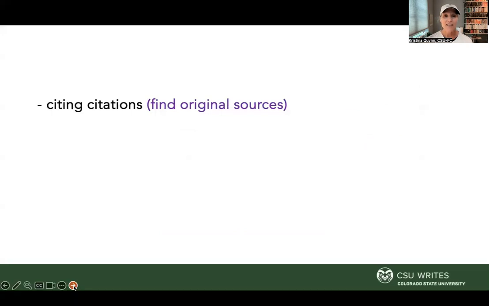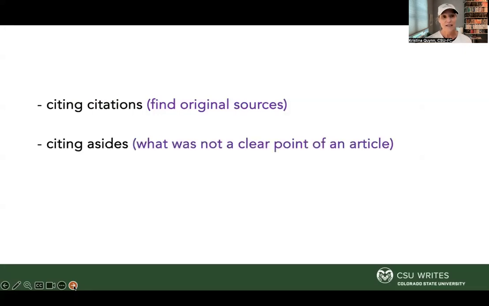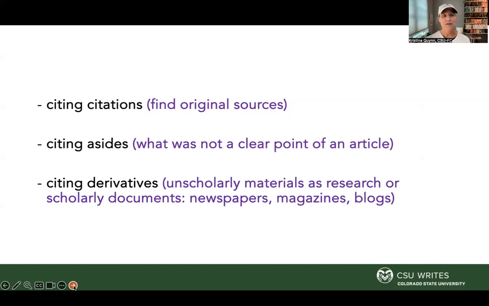Citing citations: what you need to do is go and find the original sources. If you're citing something that's already cited, go and get the original and make sure that you're citing that one. Asides: where that's not really the main point, unless you're clarifying in your piece that you're connecting something. If it's just something that somebody has said as an aside, but it's not really the main point of that article, then it's not seen as highly valuable to be citing that paper. You need to get something that's clearly to the point of that article.